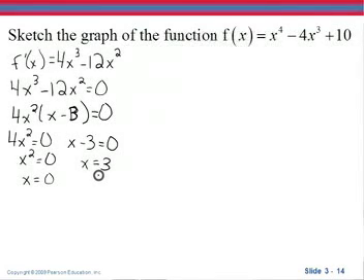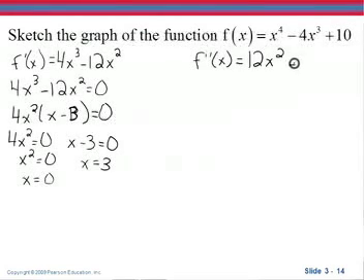Those are the places where our first derivative is 0, and we could have a horizontal tangent line at either one of those places. Now let's look at the second derivative, which of course is the derivative of the first derivative. So the derivative of 4x cubed, 3 times 4 is 12x squared. The derivative of 12x squared, 2 times 12 is 24, x to the first power.